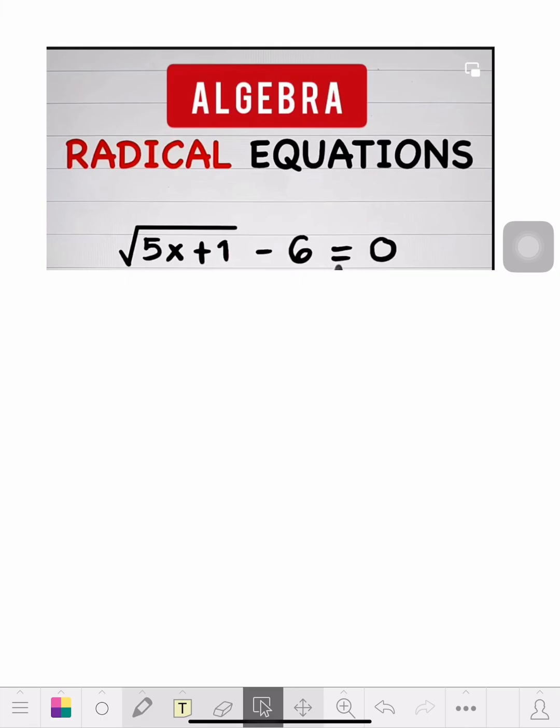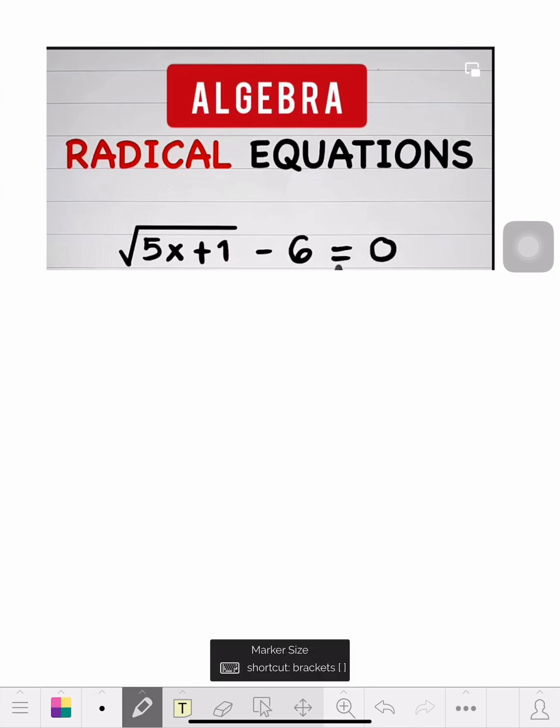So truthfully, the easiest way, let's get rid of the 6 first, okay? It's a negative 6, so what's the opposite of that? Positive 6. Okay, so we add 6 to both sides. What you do to one side, you gotta do to the other side. Okay? So what's it come down to?